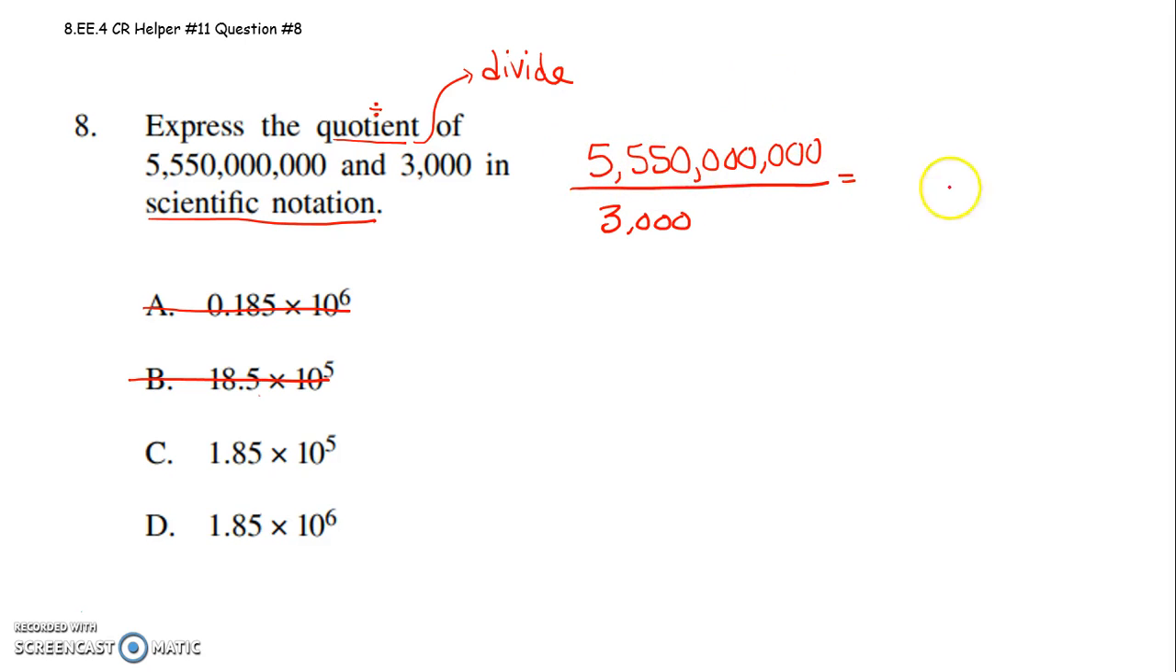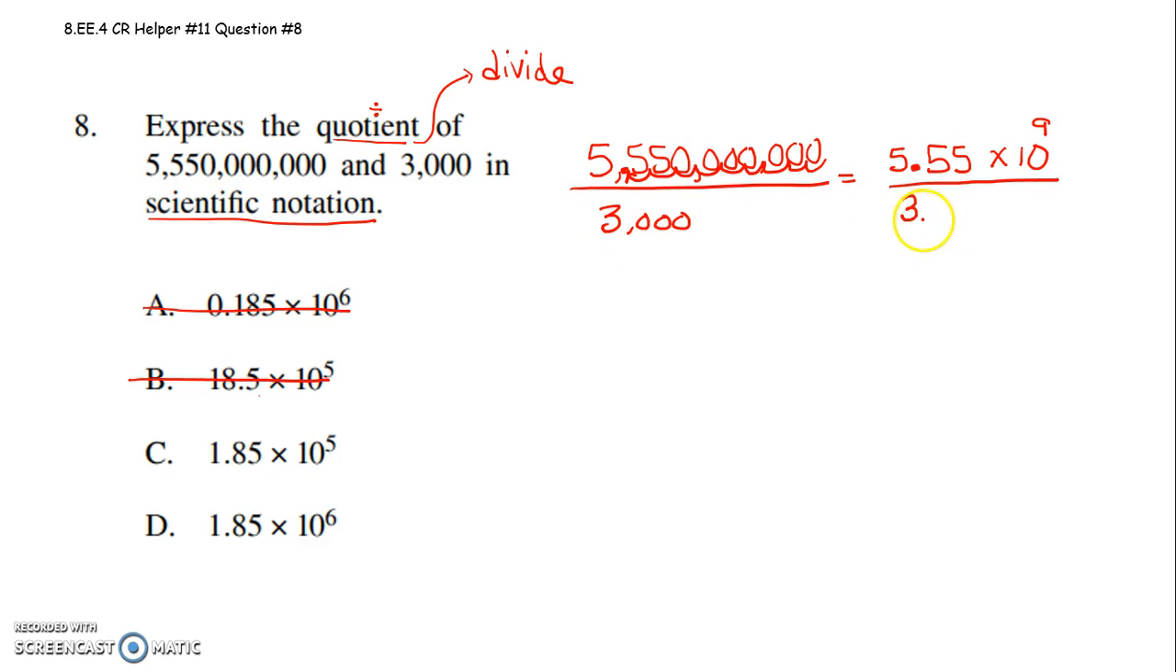So for this first number up here, this 5 billion, I know I have to have my decimal point so that the first factor falls between 1 and 10. So I just went ahead and moved my decimal point to here. And then it's going to be times 10 to some power. It's a large number, so that power will be positive. 1, 2, 3, 4, 5, 6, 7, 8, 9 places over, I believe. So that's 5.55 times 10 to the 9th.